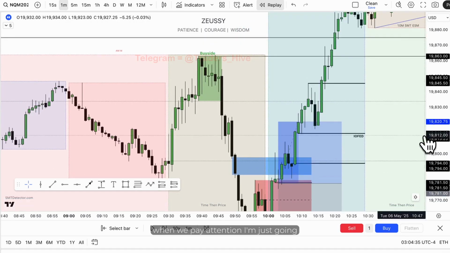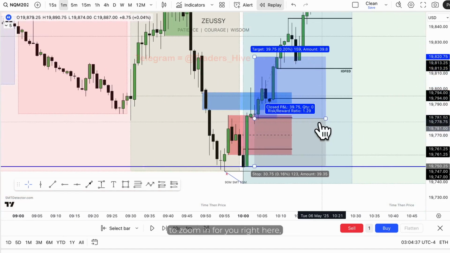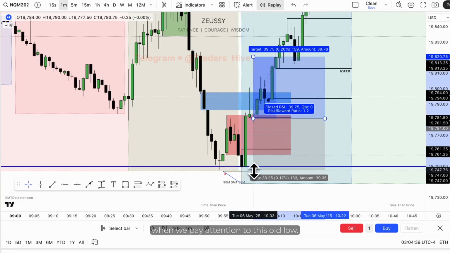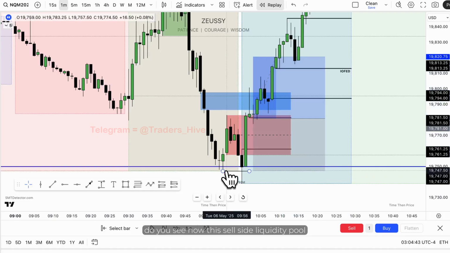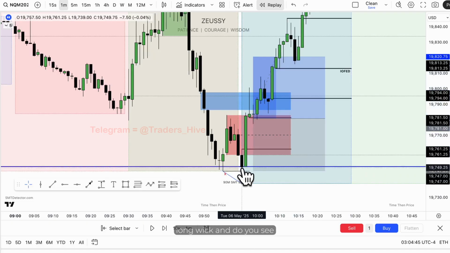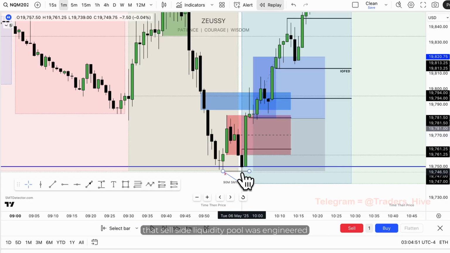When we pay attention, I'm just going to zoom in for you right here. When we pay attention to this old low right here, do you see how this sell-side liquidity pool was taken out by this long wick? And do you see how the bodies kept on closing above it right there? That sell-side liquidity pool was engineered at a specific level. There's no need for the market to ever return back towards that level unless your idea is wrong.